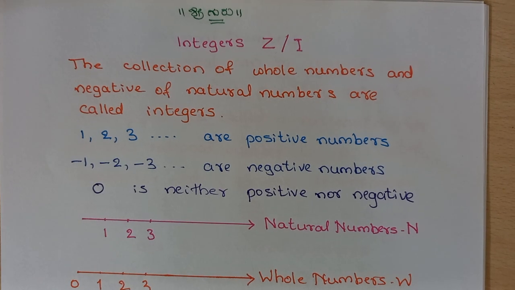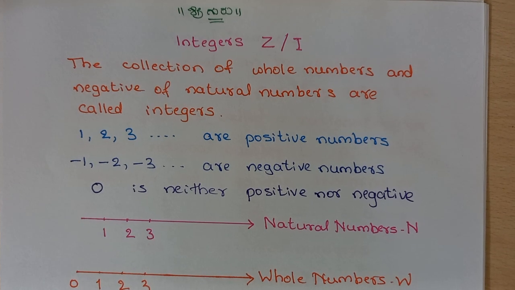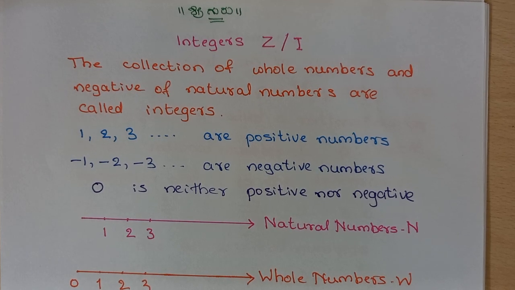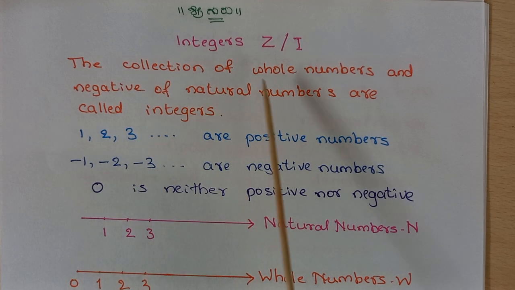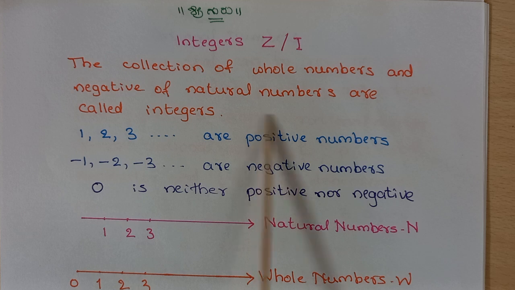Happy morning, children. Today we learn the family of numbers. We know that counting numbers are natural numbers, and if we include 0 to that family, we call them whole numbers. And if we add negative numbers to that family, we call them integers. The collection of whole numbers and negative of natural numbers are called integers.